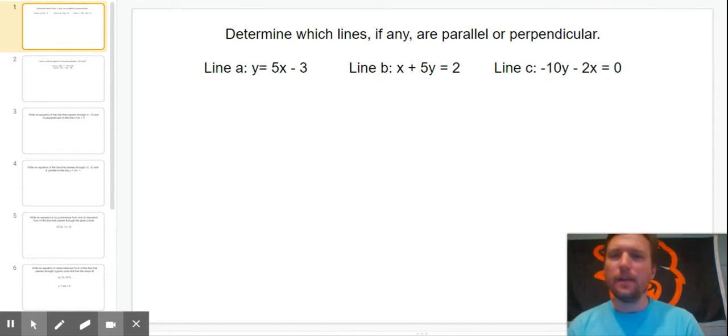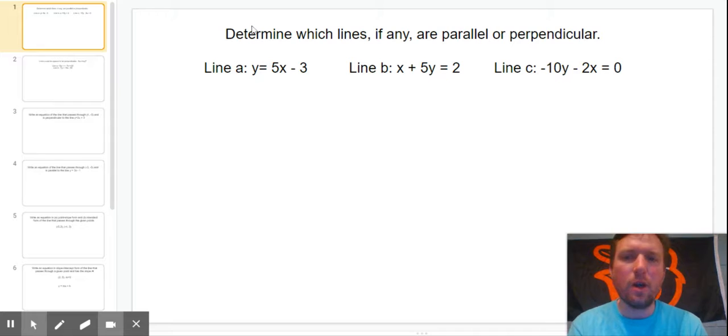Denominators. Okay, so we were writing equations for parallel lines, and then we wrote equations for perpendicular lines. The next thing that we're going to do is determine whether the lines are parallel and perpendicular to each other given equations. Okay, so I have three lines and three equations. I have line A, B, and C. And there are equations for each one of these lines.